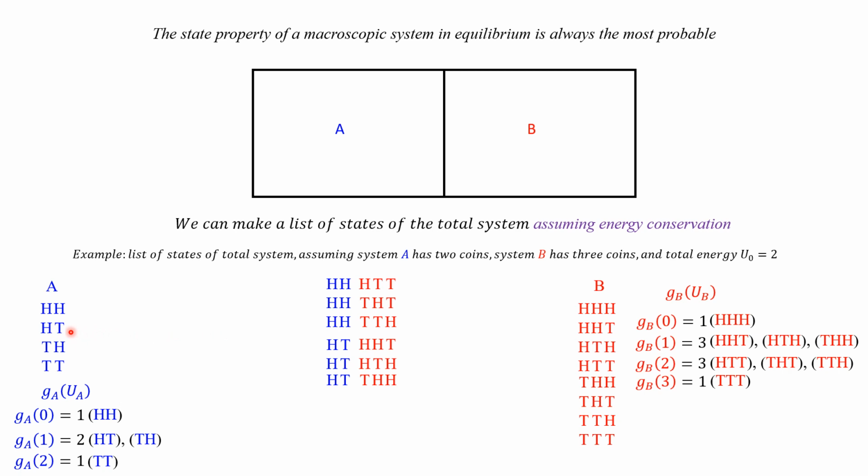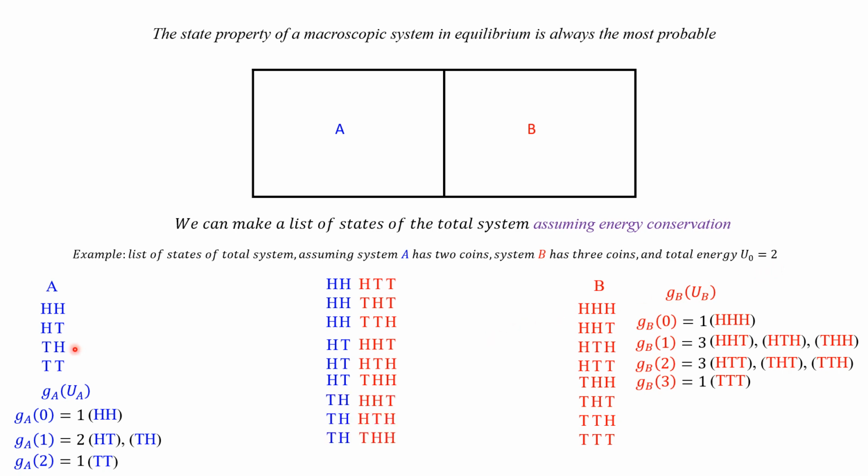Now if we look at this state here, HT, now this state has energy 1, has one tail up. So this state can only combine with states of system B having 1 unit of energy, and these are the states having 1 unit of energy. Now we have the states of the total system formed by combinations of this state HT of system A with states of system B. Notice that again all of these states have energy 2 as expected.